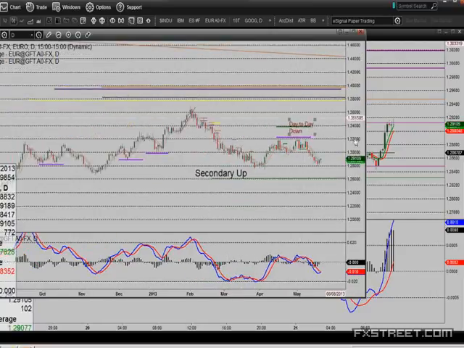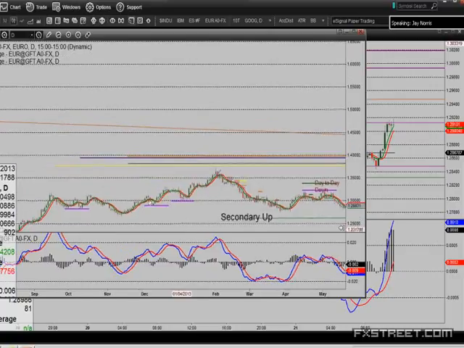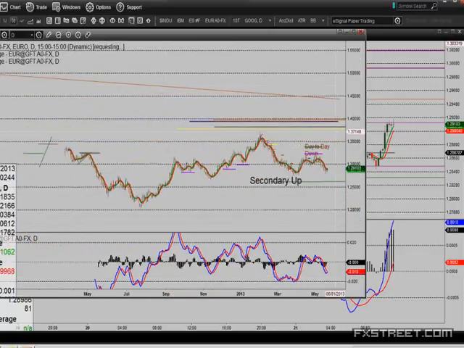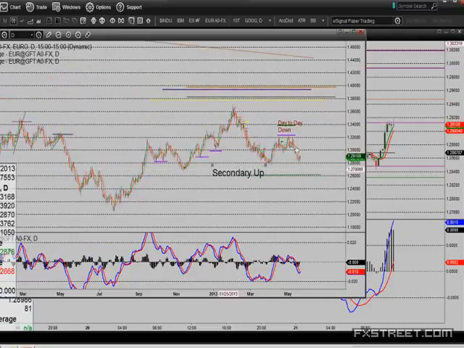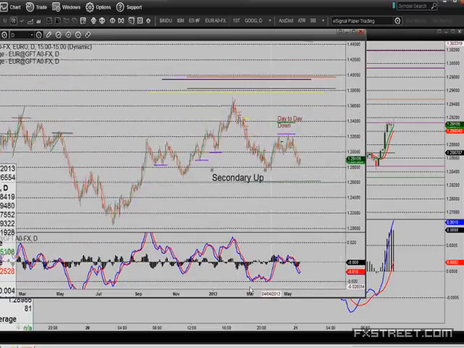And I should have the primary up there somewhere, if I'm not mistaken. Well, you have to take my word for it. Yeah, I don't see it. The primary was, in fact, down. So the secondary was up, the day-to-day was down, the primary was down.